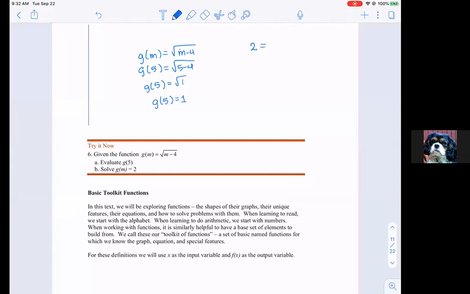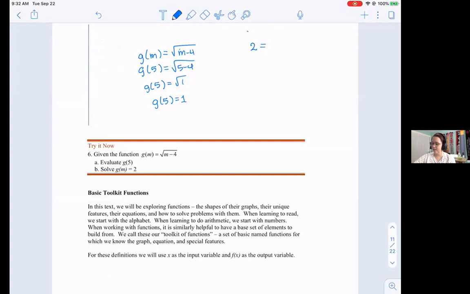Couldn't g of 5 also equal negative 1? Since they've already indicated it's just square root and not plus or minus square root, no. But if they had instead had y squared equals m minus 4, and then we had to solve here, see how we get a plus or minus? But if not indicated and just shown as a regular square root, it's a positive square root.